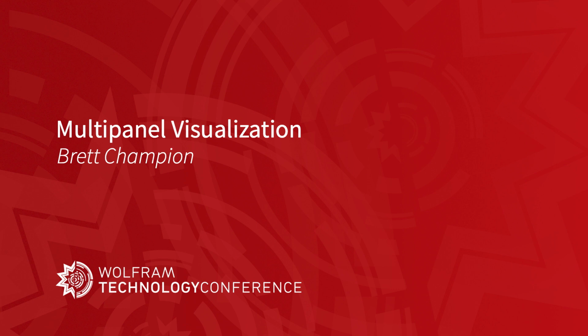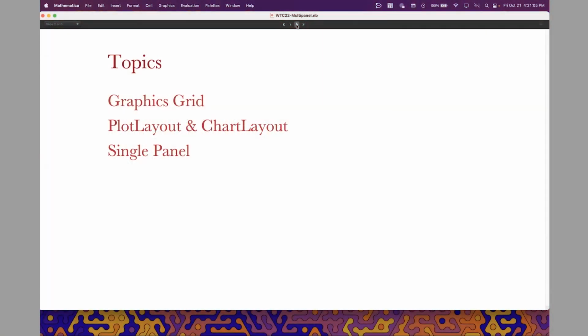And now I will be talking about multi-panel graphics and visualizations. Today I'll be talking about different mechanisms that we have in the Wolfram Language for creating paneled graphics and showing multiple plots simultaneously. The first and oldest approach is GraphicsGrid. Then we'll look at some more recent additions using PlotLayout and ChartLayout. And finally, we'll look at the opposite of multi-panel, which is single panel.